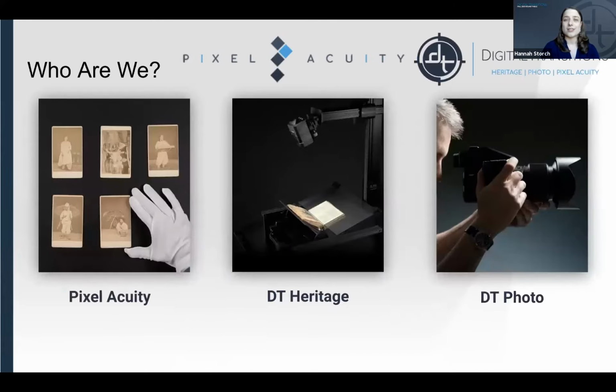Before we begin, I'd like to briefly introduce you to Pixel Acuity as the Service Bureau Division of Digital Transitions. With over half a century of combined expertise in digitalization and collection imaging within the cultural heritage community, Pixel Acuity merged with Digital Transitions in 2019. Digital Transitions was originally founded to bring industry-leading photographic solutions to photographers. With the addition of DT Heritage, they quickly became the leading designer and manufacturer of digitization solutions for the cultural heritage community. As one company, all three aspects provide unparalleled digitization solutions and services.